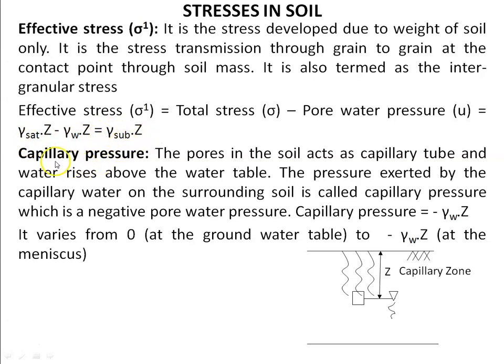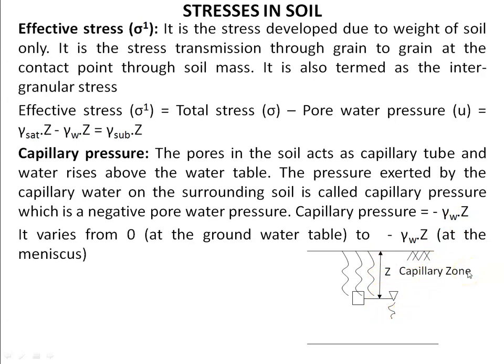Then capillary pressure. The pores in the soil act as capillary tube and water rises above the water table. The pressure exerted by the capillary water on the surrounding soil is called capillary pressure, which is a negative pore water pressure. So capillary pressure is equal to unit weight of water multiplied by Z, that is the thickness of capillary zone.